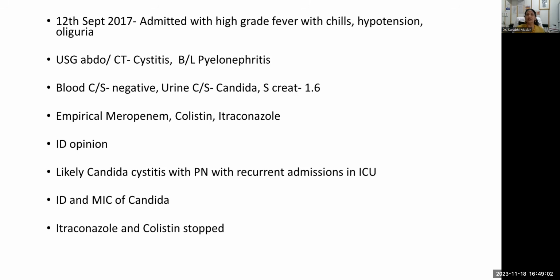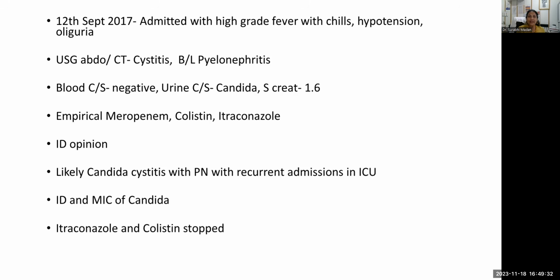He was admitted with high-grade fever with chills, with hypotension and oliguria. So when we did a USG followed by CT, there was presence of gross cystitis with bilateral pyelonephritis. The blood cultures remained negative. Urine culture again grew Candida, and he had a creatinine of 1.6. So empirical meropenem, colistin, and itraconazole was started by the intensivist, and at this point an ID opinion was sought.